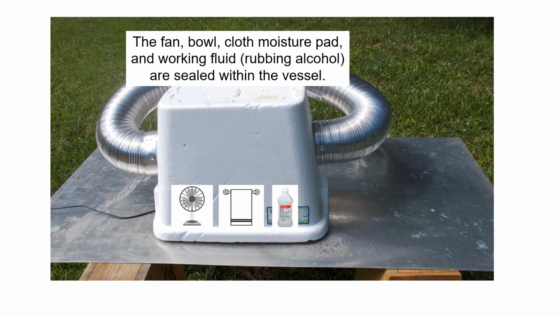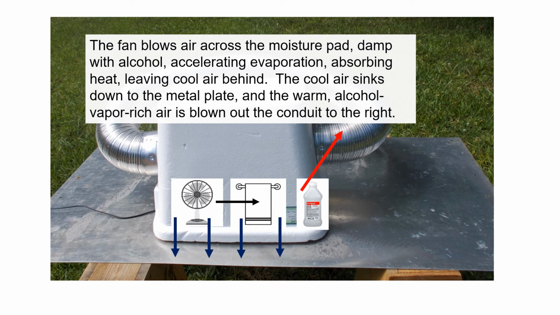The fan, bowl, cloth moisture pad, and a working fluid, rubbing alcohol, are sealed within the vessel. The fan blows air across the moisture pad, damp with alcohol, accelerating evaporation, absorbing heat, leaving cool air behind. The cool air sinks down to the metal plate, and the warm, alcohol vapor-rich air is blown out the conduit to the right.